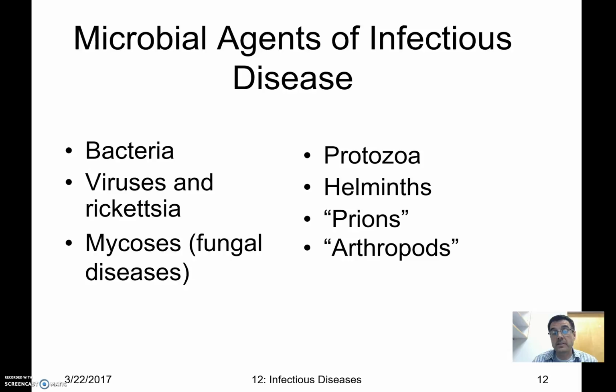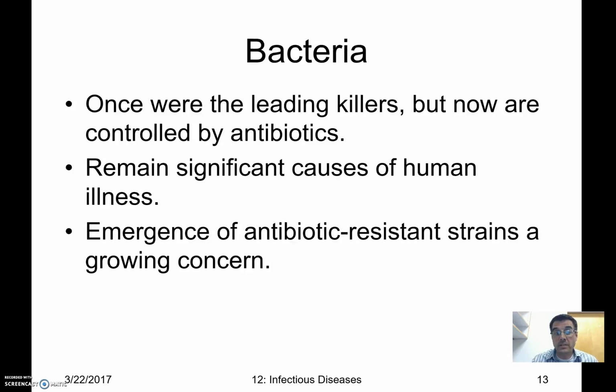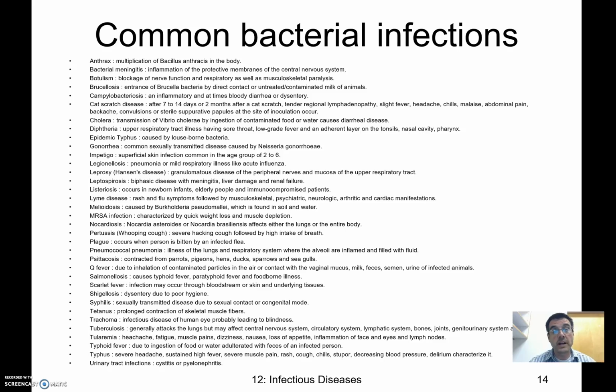agents of infectious diseases. In the previous recording, I talked a little bit about bacteria, how they were once the leading killers, but now with us having antibiotics, we're able to control a number of different infections within individuals as well as within populations. They still remain a significant cause of illness, and I'll demonstrate just in a couple of minutes the concern that we have today about the emergence of antibiotic-resistant strains. But here's a list of some common bacterial infections.